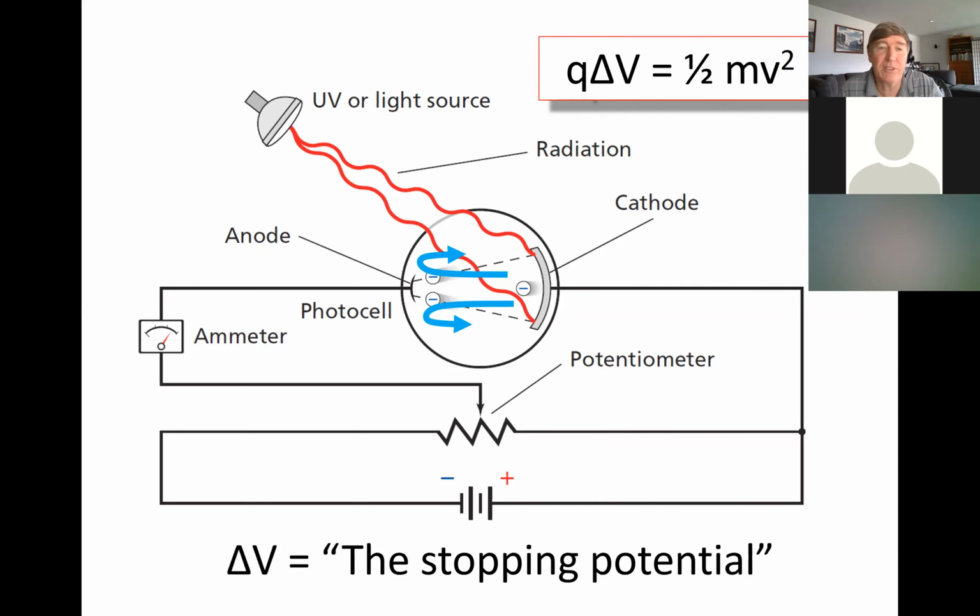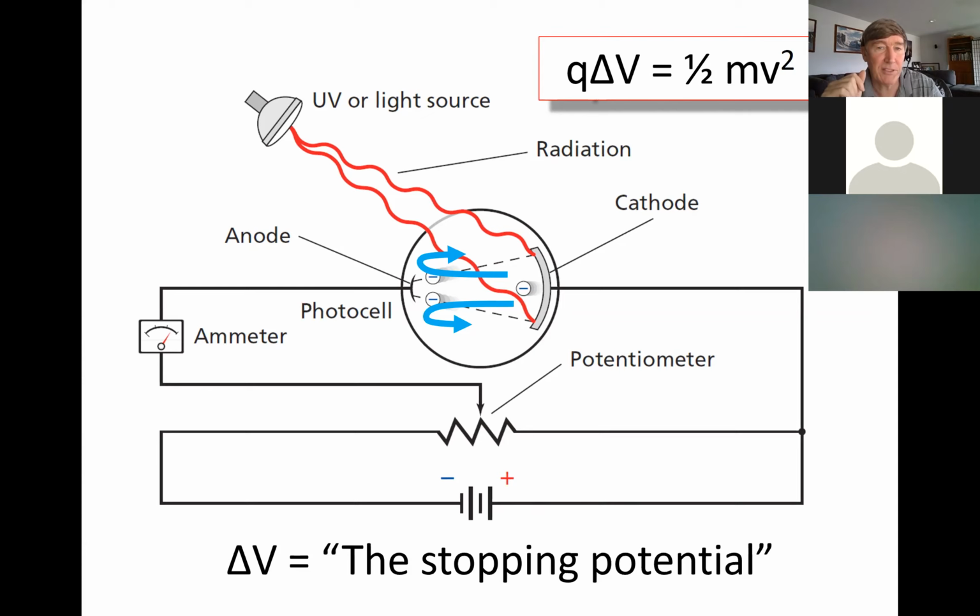Electric potential is voltage. So in your book, when you read the book tonight and they talk about the stopping potential, what they really mean is the stopping voltage. Okay, so the stopping voltage here is very important, because if you take that voltage and you multiply it by the charge of an electron, what you have just done is you have measured the kinetic energy of those electrons.